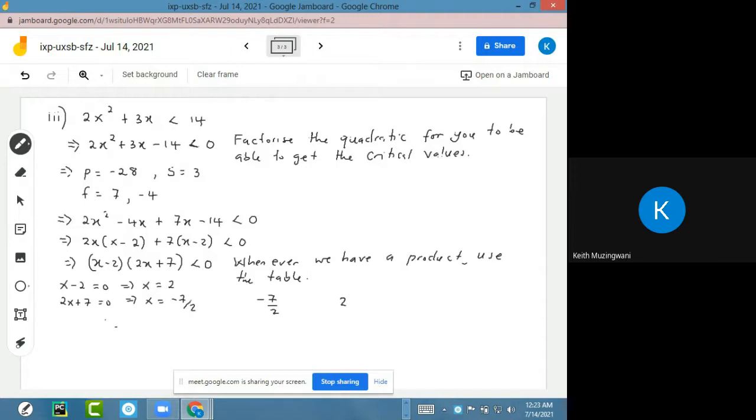And 2. A number in between here would be 0. A number less than that, we can go as far as negative 10 to be very sure, so that we don't even have to start dividing there. A number bigger than 2, even 3 is okay. And then we get x minus 2. We get 2x plus 7. We also get x minus 2, 2x plus 7. So we have these lines.